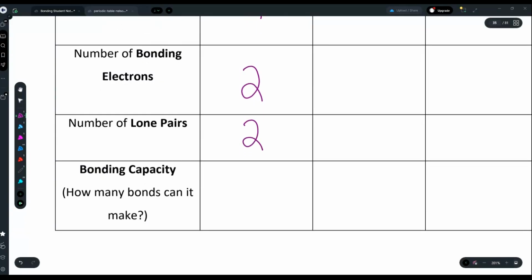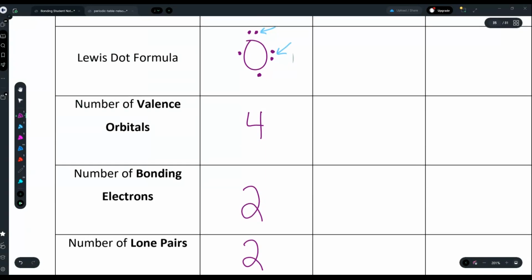For our bonding capacity, because bonding electrons help to create bonds, how many bonding electrons you have is going to tell you the bonding capacity, or how many bonds an atom can make. So because we had 2 bonding electrons, our bonding capacity is 2. So oxygen can form 2 bonds.